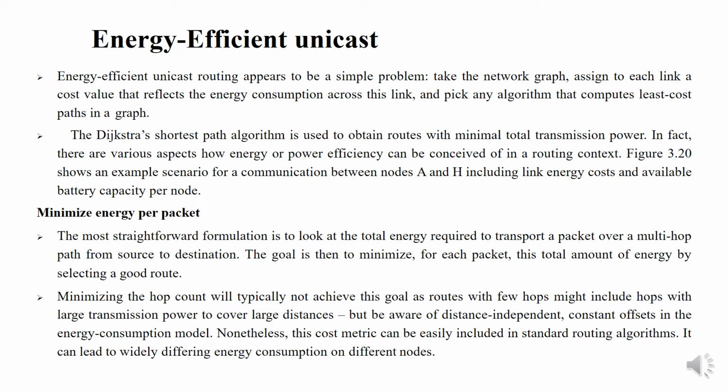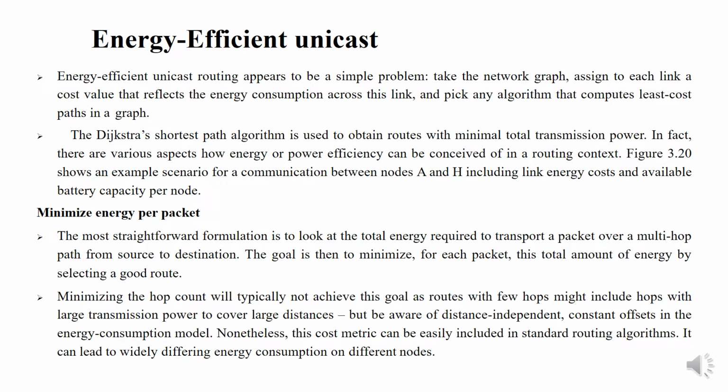Energy efficient unicast. Energy efficient unicast routing appears to be a simple problem. Take the network graph, assign to each link a cost value that reflects the energy consumption across the link, and pick any algorithm that computes the least cost path in a graph. Dijkstra's shortest path algorithm is used to obtain routes with minimal total transmission power. In fact, there are various aspects of how energy or power efficiency can be considered in a routing context.